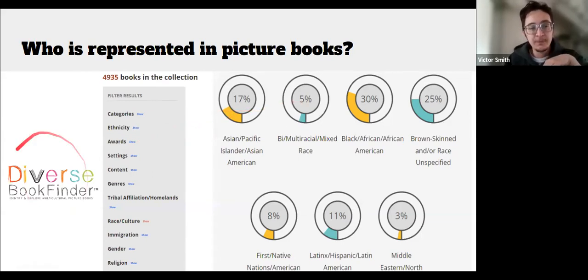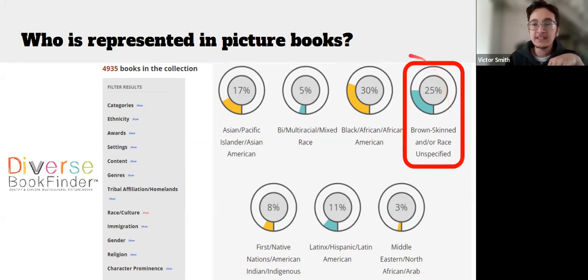One thing that the Diverse Picture Book Finder does differently than the CCBC is include a category of brown-skinned and/or race unspecified characters. If you quickly look at the numbers here, you can see that this is one of the biggest categories, meaning that many picture books are not depicting BIPOC children in culturally specific ways. And we risk a lot when we are not specific to ethnicity and other things.